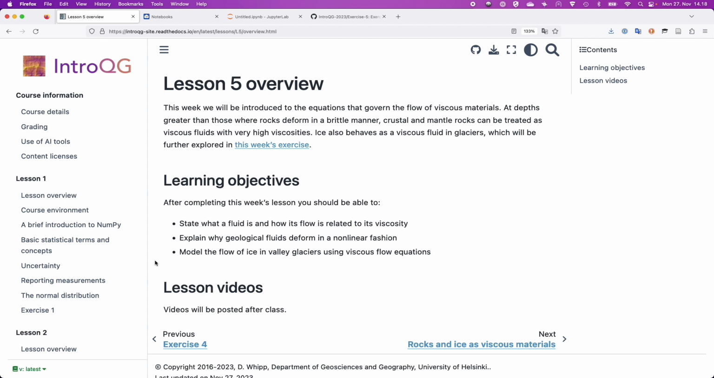So overall, the plan is to have a short-ish introductory lecture just to talk about how we can model the viscous flow of rock or ice, and then we'll take a look at a couple different examples of some theory stuff that's on the course page that you could have in mind to refer to for the exercise for this week, and then as usual we'll wrap up with a preview of exercise number 5.